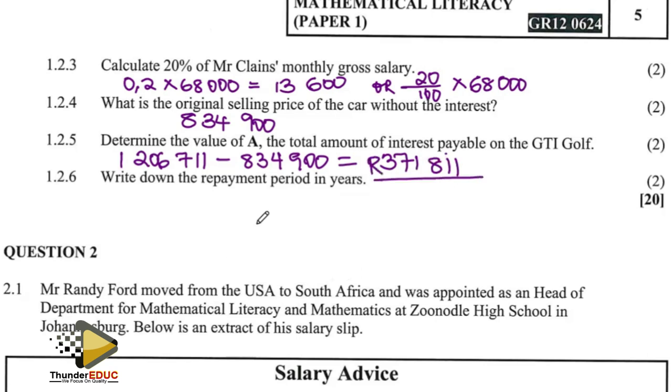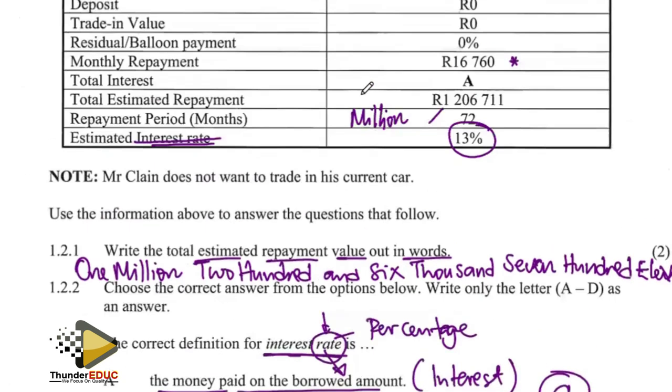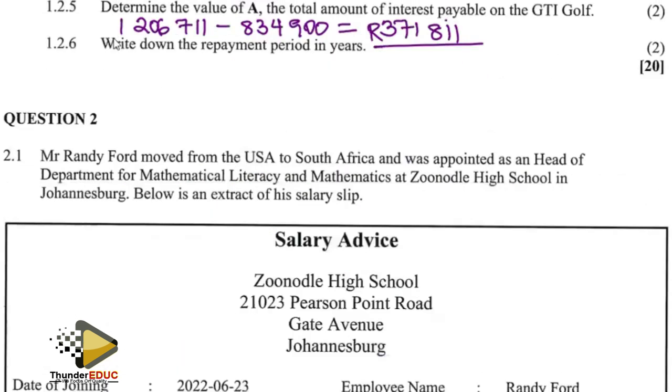Write down the repayment period in years. When we check on our table here, we find out that repayment period is 72 months. How do we know it's months? They have told us repayment period in months. Look at that, they are 72. So first we shall come down here. We need them to become years. 72 divided by 12, and the answer becomes 6 years.